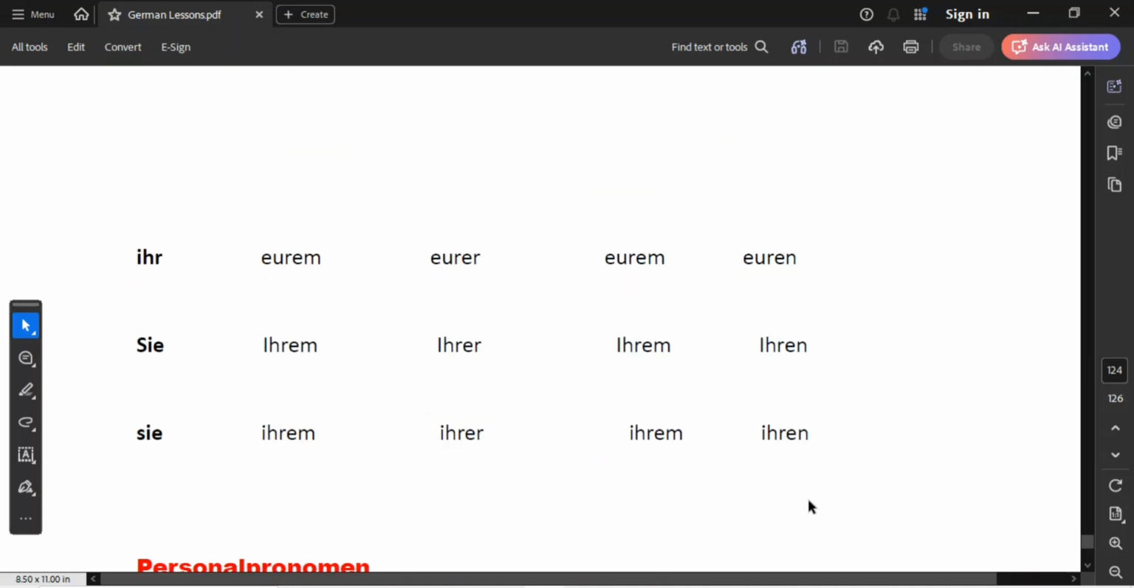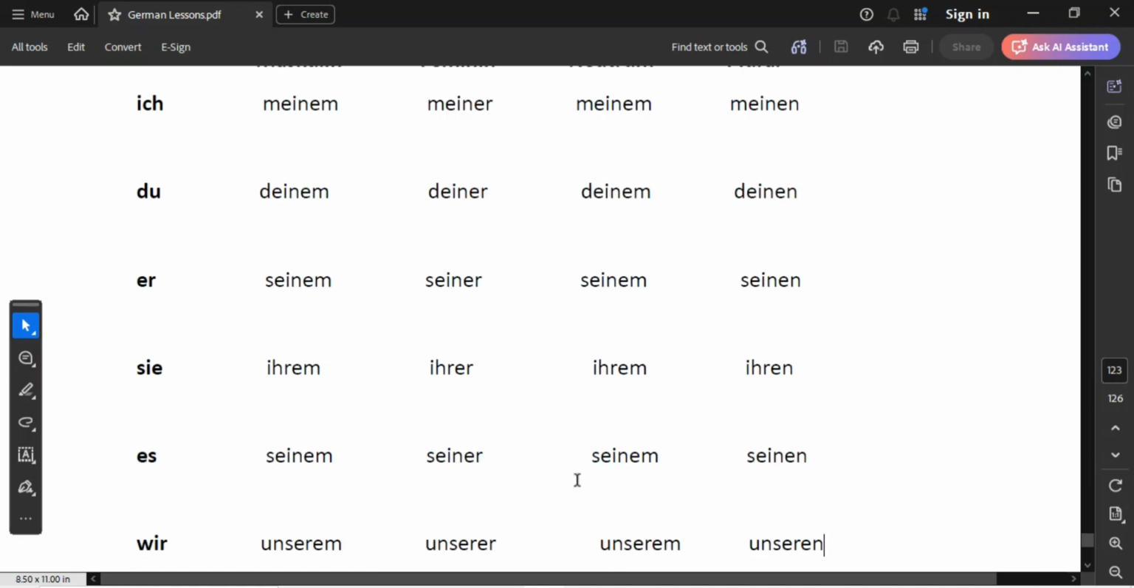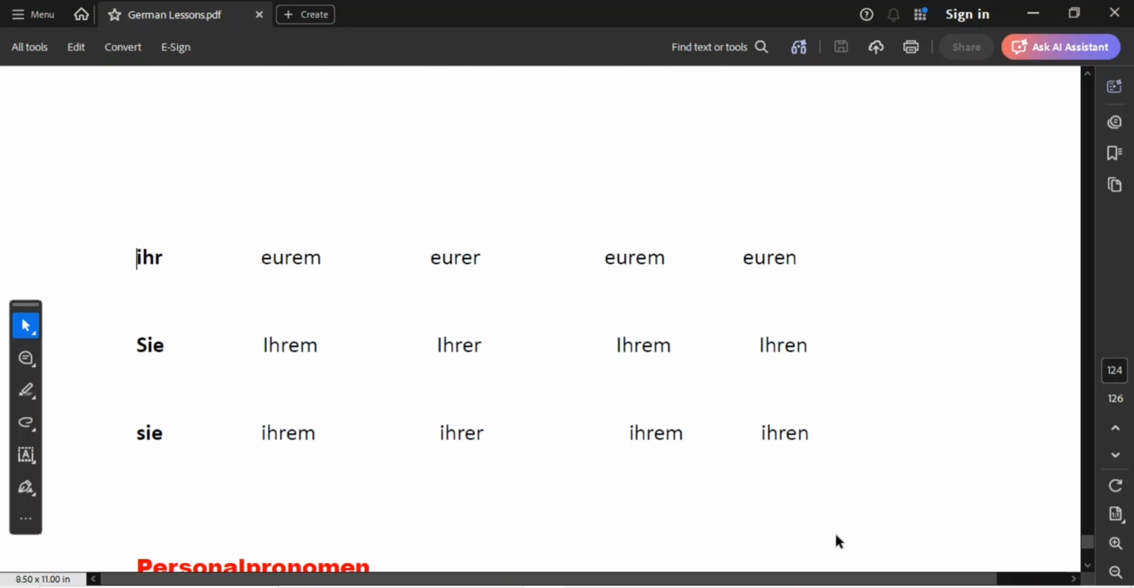Then when it comes to es, we have seinem, seiner, seinem, seinen. Then when we come to wir, we have unserem, unserer, unserem, unseren. Then when you come to ihr, we have eurem, eurer, eurem, euren. Then when it comes to sie, we have ihrem, ihrer, ihrem, ihren. So those are possessive articles in dative case.